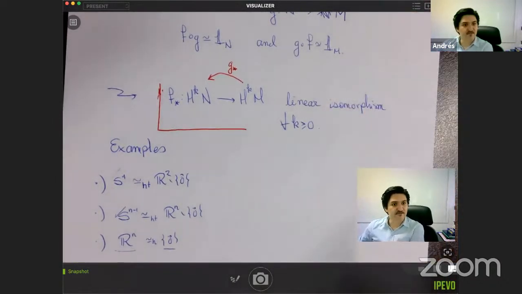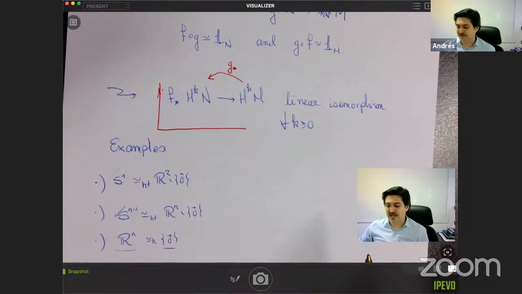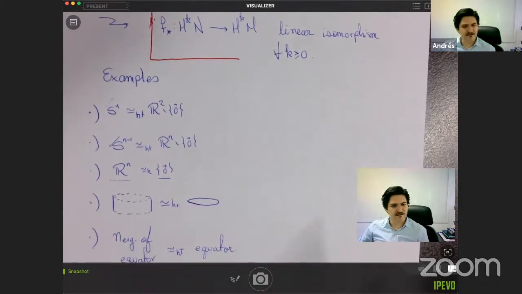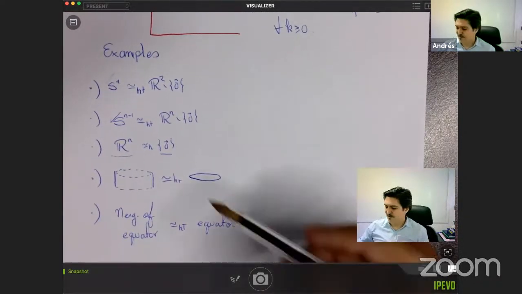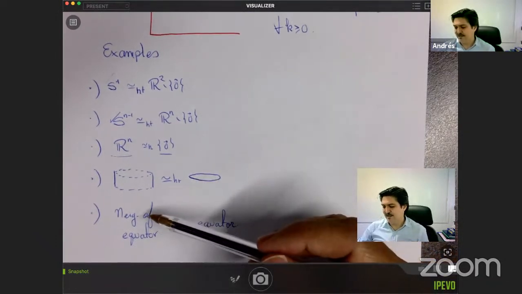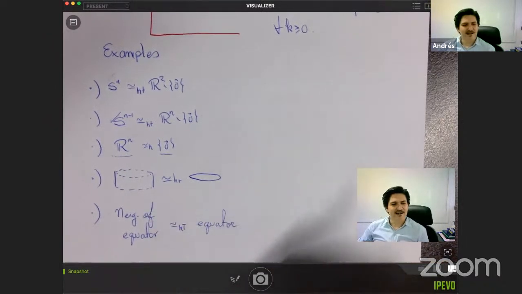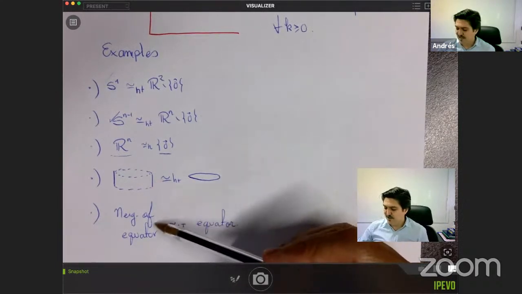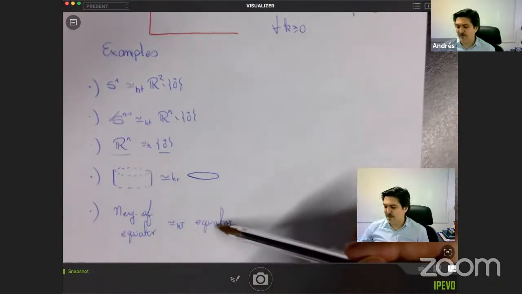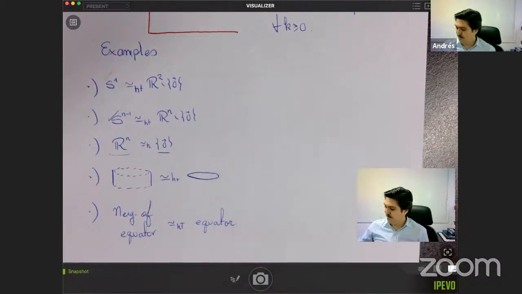Now, another example of spaces having the same homotopy type is the cylinder, right, and the circle. And if we look not only at S1 but S2, if we have any sphere, a neighborhood of the equator has the homotopy type of the equator. Okay?